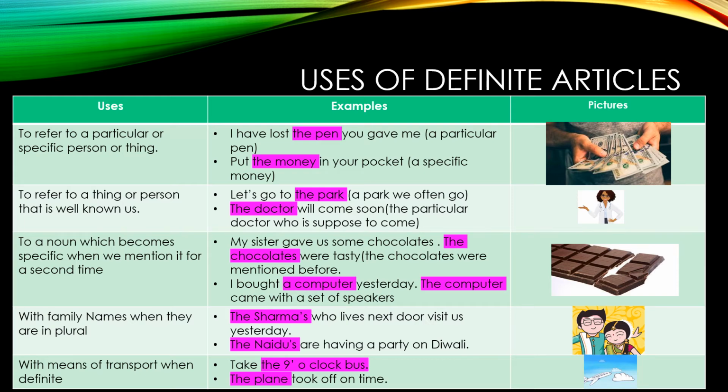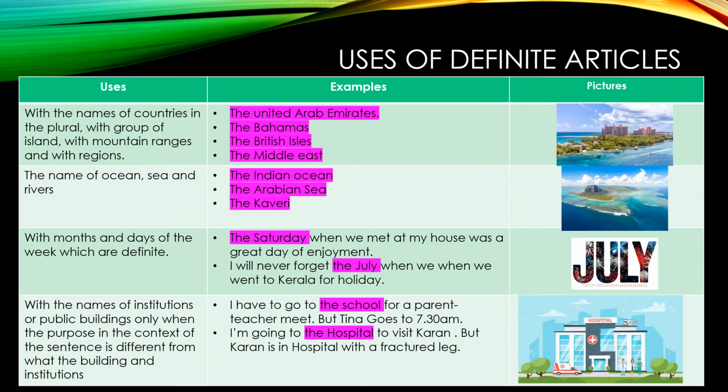We use definite articles with means of transport when definite. Take the 9 o'clock bus. The plane took off on time. So in both the examples, we are talking of something specific. The 9 o'clock bus and the plane are both specific. We use definite articles with names of countries in plural, with groups of islands, with mountain ranges, and with regions. For example, the United Arab Emirates, the Bahamas, the Middle East.